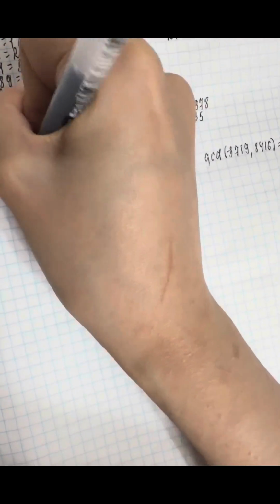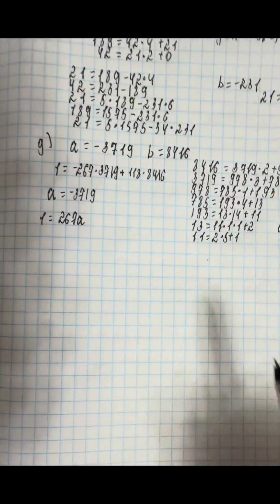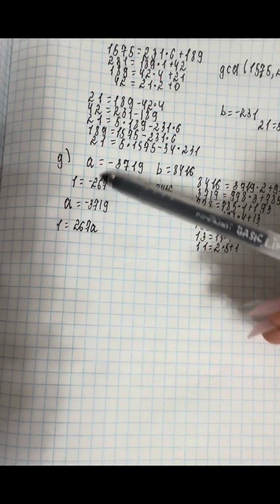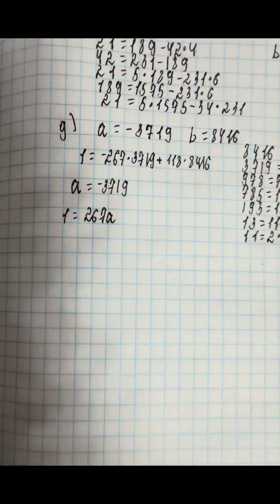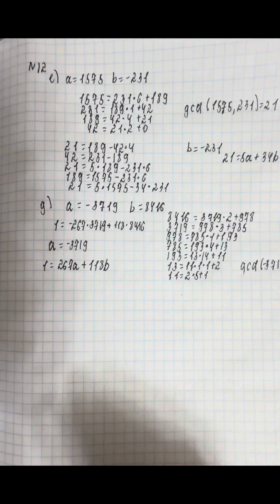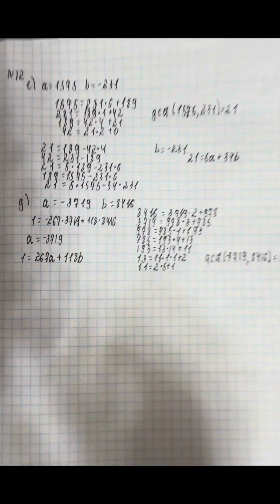And A is, I write there 1 equal to, we have the negative A, and this negative sign is the sign of A, and I just write it positive: 267 A plus 118 B. This is the answer of exercise 12, E and G part.